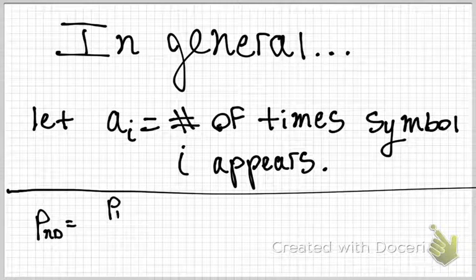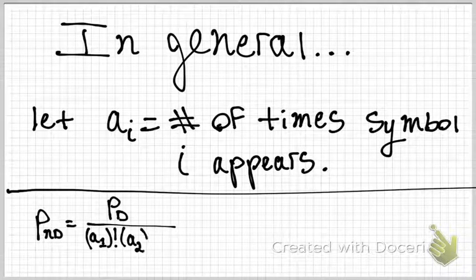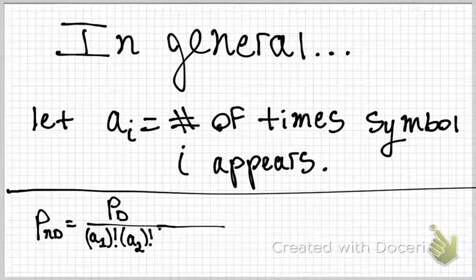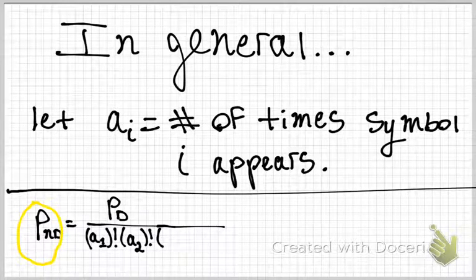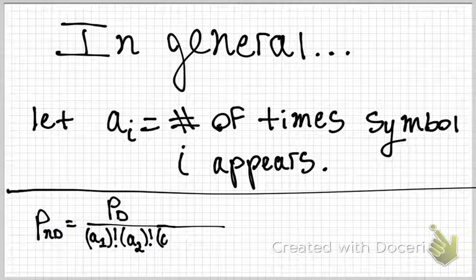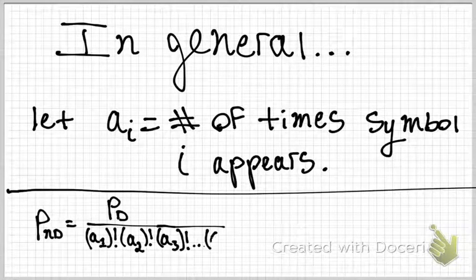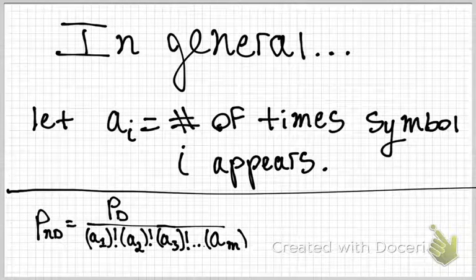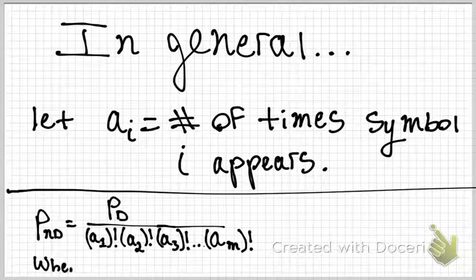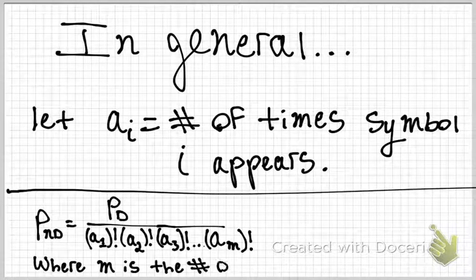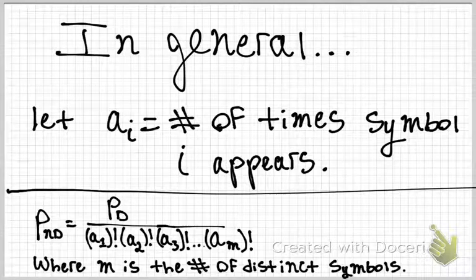All right. Now, if that's the case, then P_ND, the number of permutations in which alike objects are not distinguished, is equal to P_D, the number of permutations in which alike objects are distinguished, divided by A_1 factorial times A_2 factorial times A_3 factorial, all the way on to A_m factorial, where m is the number of distinct symbols.